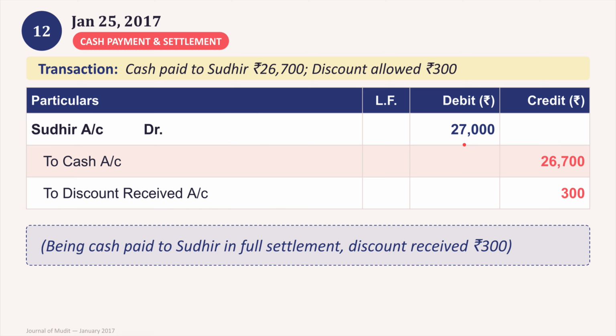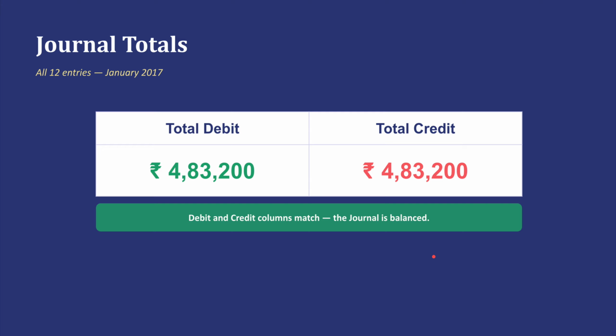So if you see, there will be 27,000 on the credit side, whatever we have paid and the discount received. You can say being cash paid to Sudhir in full settlement and discount received. Just try to understand the logic behind how they are framing the journal entry. Please don't try to memorize, because going forward this will not help. Initially this might look easy to memorize because all these are small entries and it will be repetitive, you can memorize. But going forward, if you don't understand the concept behind how journal entries are framed, it will be very difficult. Okay, so practice from now on. The total will be 4,83,200 on both the sides.